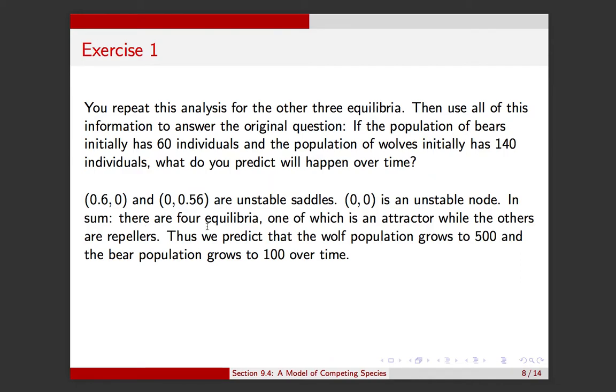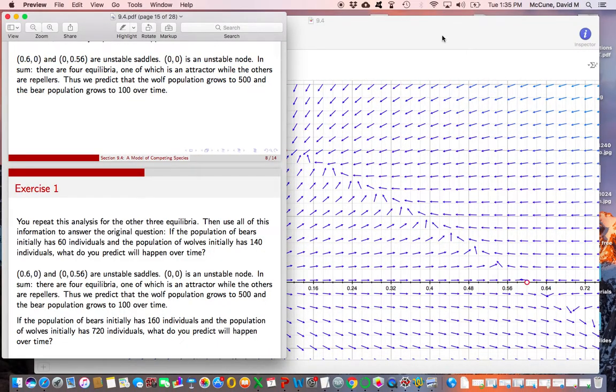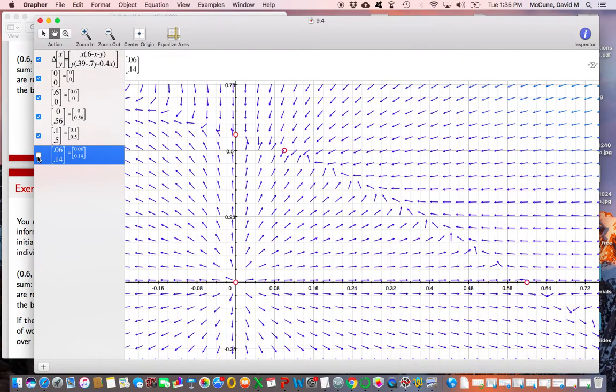Okay, so in sum, there are 4 equilibria, one of which is an attractor, the others are repellers. We predict, therefore, that the wolf population grows to 0.5,000, the bear population grows to 0.1,000 over time. And if you want to see this play out, here's that slope field again. I'm going to plot the point corresponding to our initial condition. So this green point down here, the initial population of bears is 60, the initial population of wolves is 140. So you can see what happens. I flow this way, so the wolf and bear populations both go up at the same time. Bears, recall, are the horizontal axis, wolves are the vertical axis.